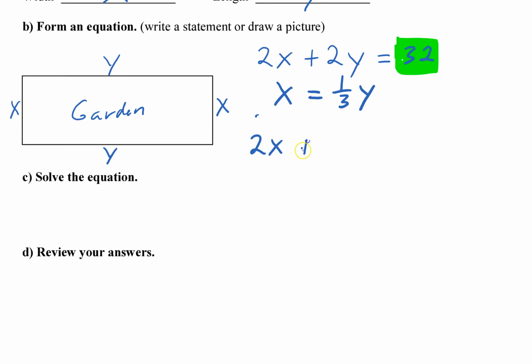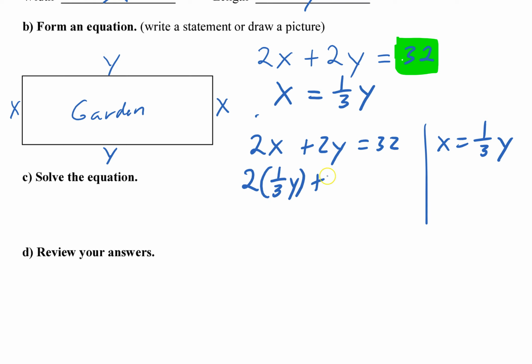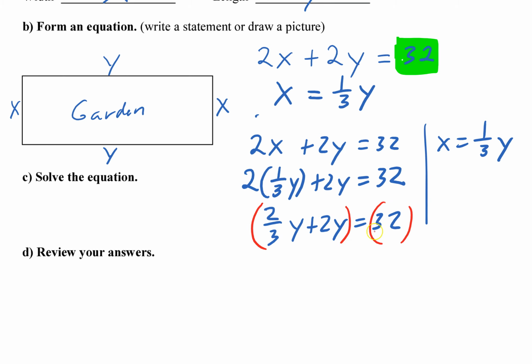So 2x plus 2y equals 32. And then the other equation is x equals 1/3 y. So if we plug it in, and we solve, we have this. So we can add these together, but we know a little trick, and that is if you see a fraction in an equation, you can multiply both sides by the LCD.